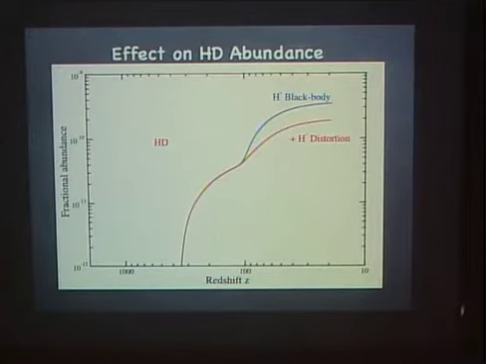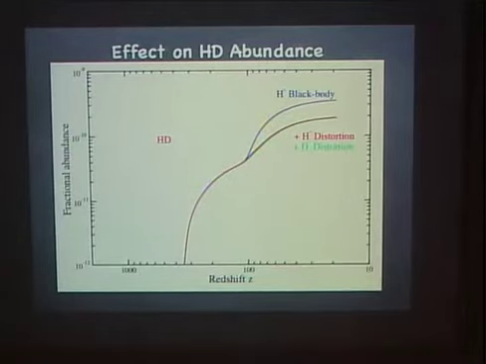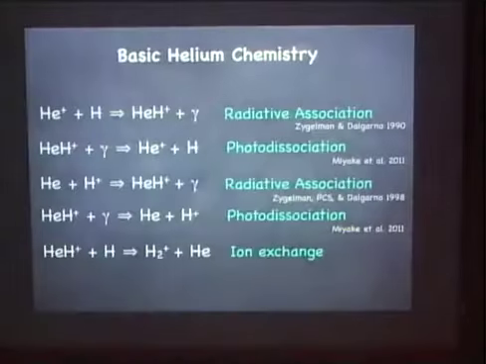And just to make sure that the other channels are not too important, I put in D minus. I use the distortion photons to get the D minus detachment rate, and you can see a little green curve. It's just slightly smaller. So that's not a very important channel to make HD. Okay, so let's look at another case.